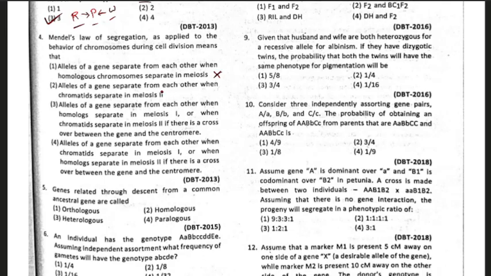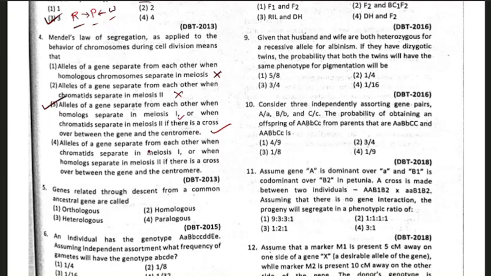Alleles of genes separate from each other when chromatids are separated, but if crossing over is not there, then this is not true. Alleles of genes separate from each other when homologs separate in meiosis 1, or when chromatids separate in meiosis 2 if there is crossing over. That is what we are talking about. So option 3 is absolutely correct.